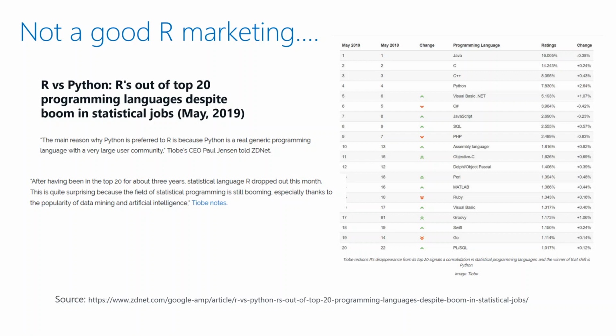R versus Python. "R is out of top 20 programming languages despite the boom in statistical jobs" is the title of the article. Go read it if you're an R fan or Python fan, and especially if you're a DBA who wants to broaden the knowledge.